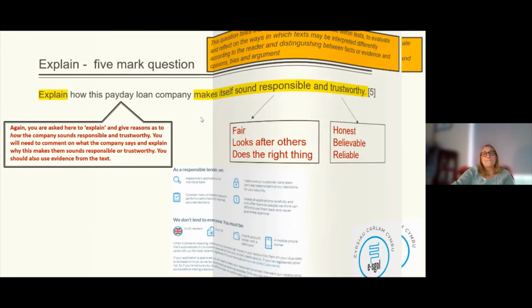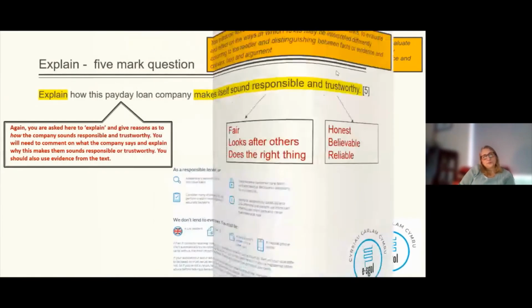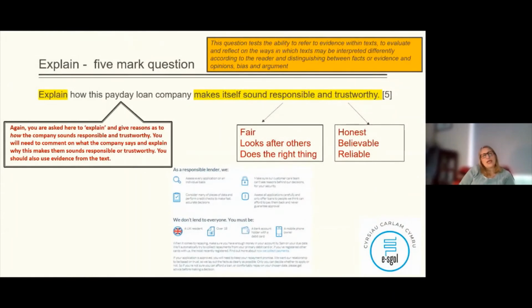Miss, can I just check there? Yeah. When it says about using quotations, is there any way to actually see that in a question? So, for example, would the question say "referring closely to the text", or does it not do that for explain questions? It might well do, but I haven't got anything to hand for that.